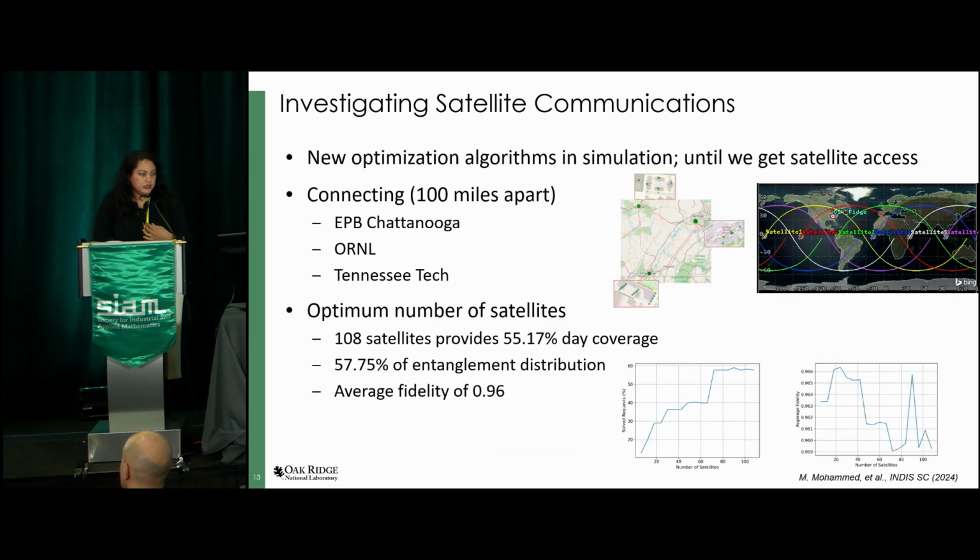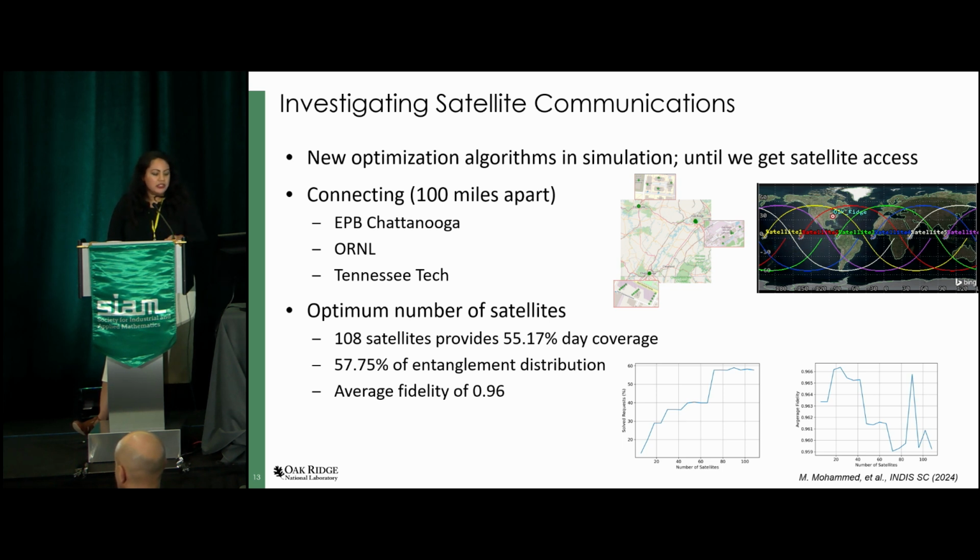I mentioned satellite communications, so this is a slide just to show you how we've been experimenting with this in simulation. So a lot of simulators exist out there where we've imagined what a satellite communication between Chattanooga, Oak Ridge, and maybe Tennessee Tech would look like, and all are 100 miles apart. And you can run these simulations to actually find what is the optimum number of satellites you need for having a complete coverage, 100% coverage throughout the day.